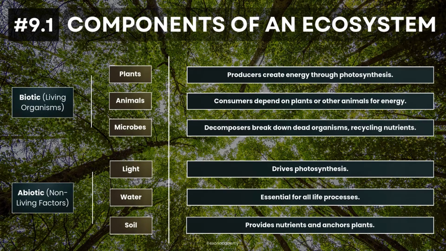And then comes abiotic components. These are the non living factors that support life. Number 1 is light, which drives photosynthesis, water, which is essential for all life processes, and soil, which provides nutrients and anchors plants. For example, in a forest ecosystem, sunlight, which is abiotic, helps trees, which are biotic, grow, while decomposers recycle fallen leaves into nutrients for the soil.